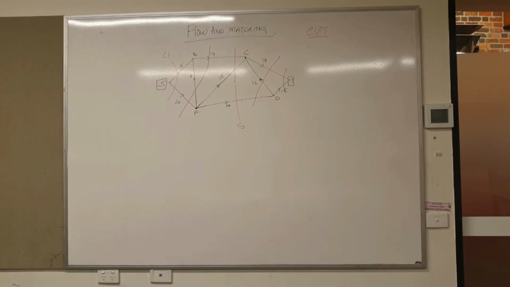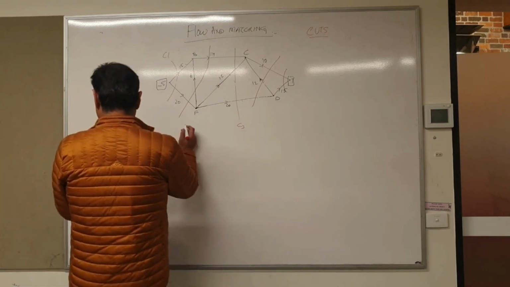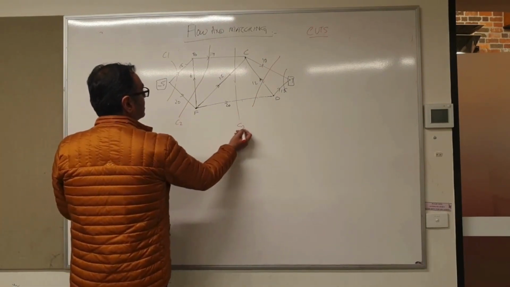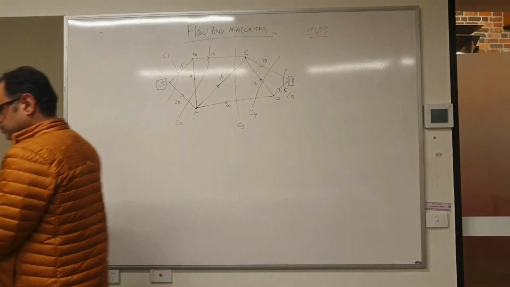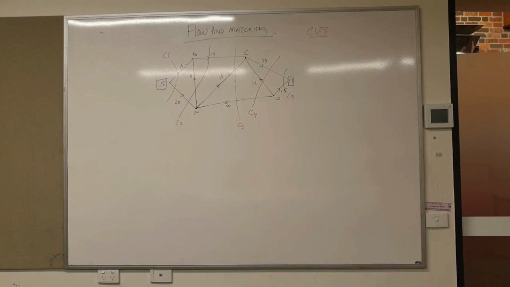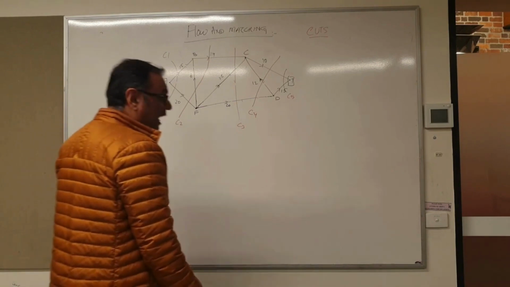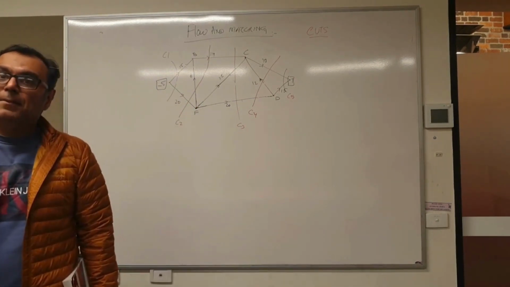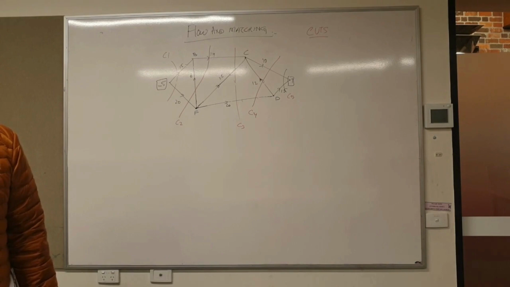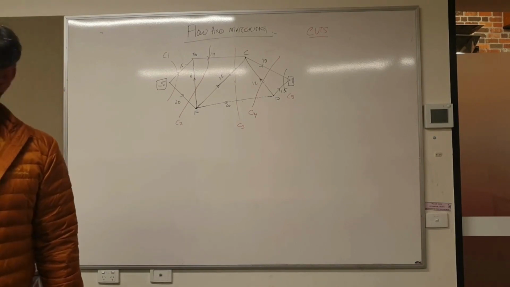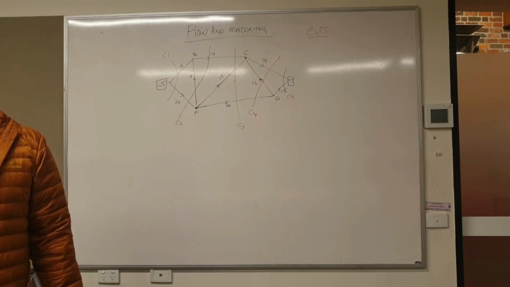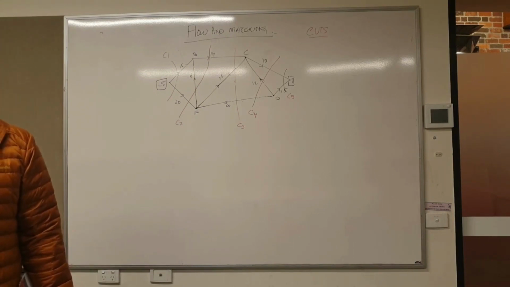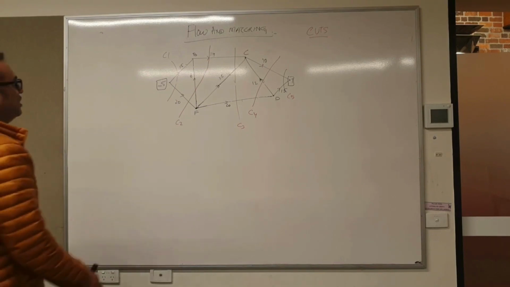All good? Let's call this cut as C2. Let's call this cut as C3, C4, and maybe a C5. Right? Now let's find the capacity of each cut. And once I have calculated that, the cut with the minimum capacity is the flow of my network, is the max flow of my network. That's the logic.